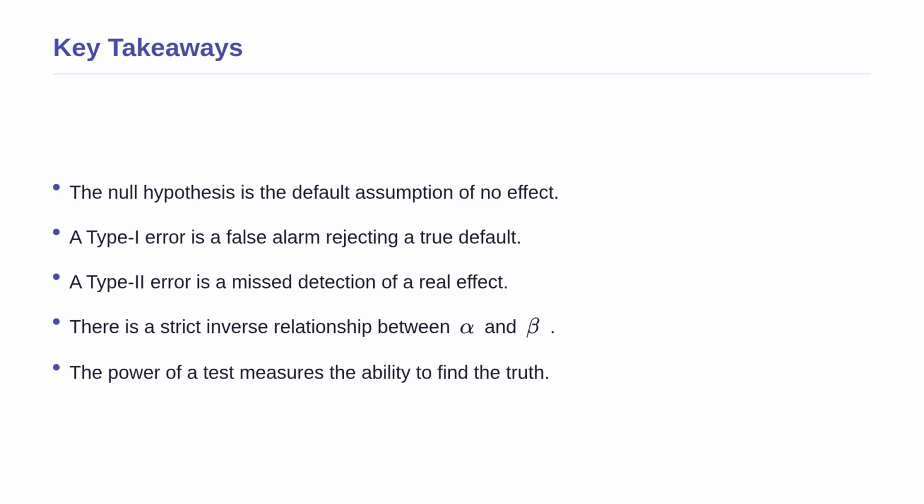Finally, the power of a test, which is 1 minus beta, tells you how good your test is at finding the truth when a real effect actually exists. You now have a solid foundation in statistical errors.